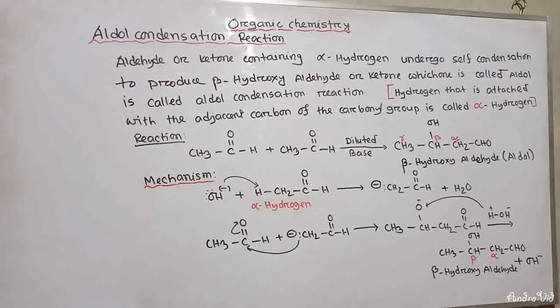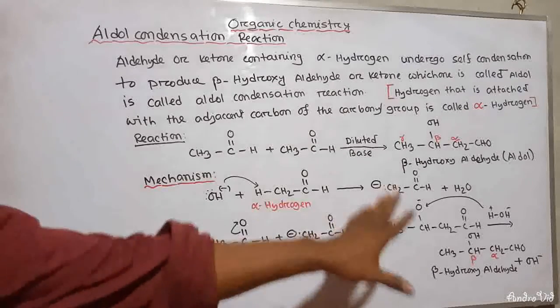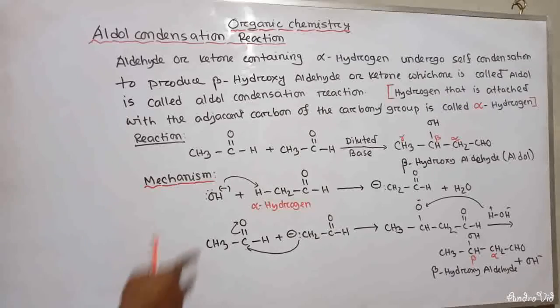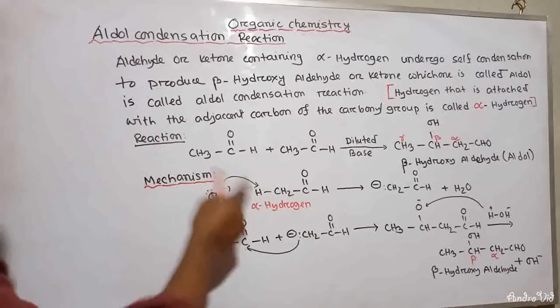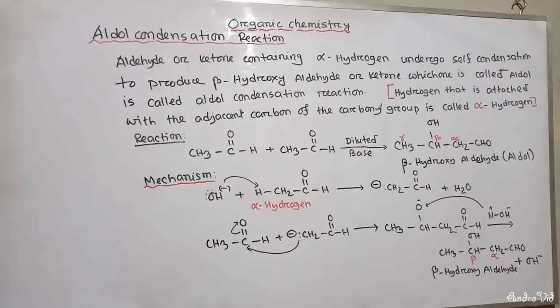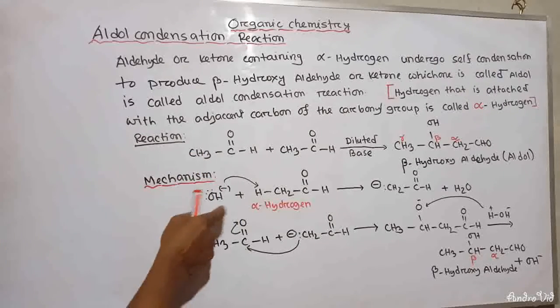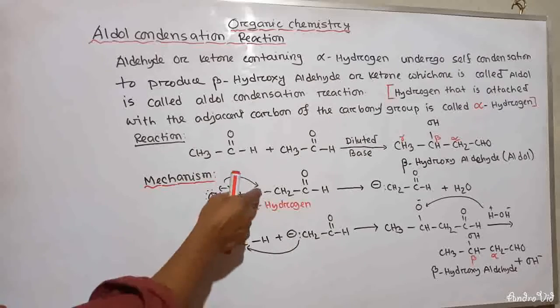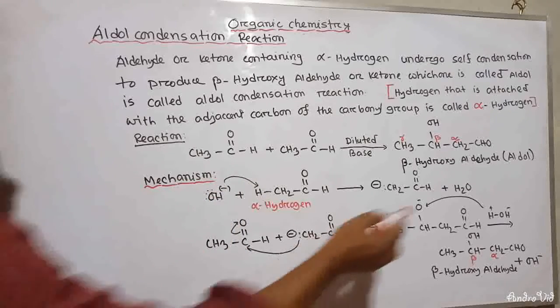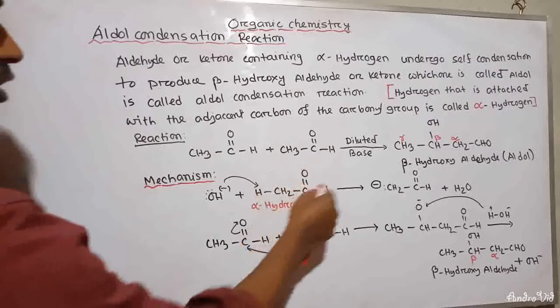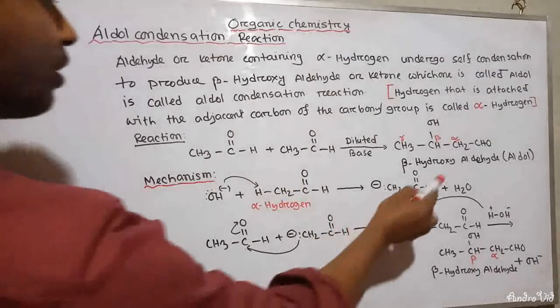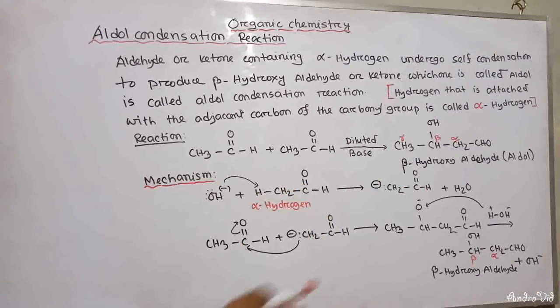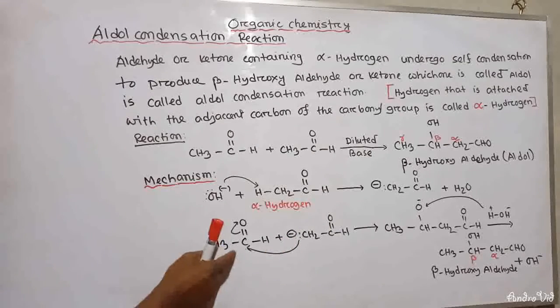So right now I would like to say something about the mechanism of this reaction. For the first step, the diluted base will attack this alpha hydrogen. You have already seen this is basically the alpha hydrogen. This hydroxyl ion, as a nucleophile, will attack this alpha hydrogen atom. Here they will produce water and this portion will be converted to a carbanion. And this will attack the carbonyl group of another aldehyde.